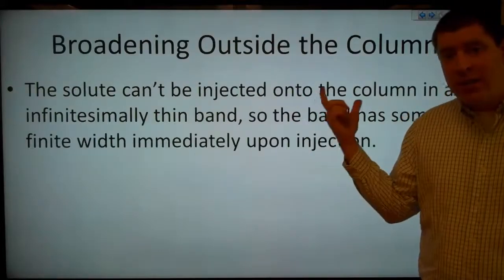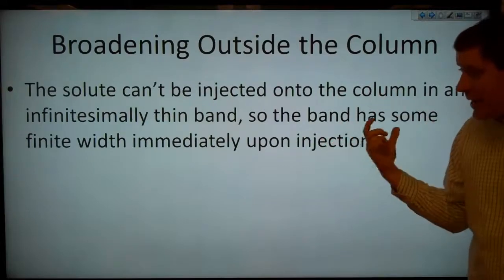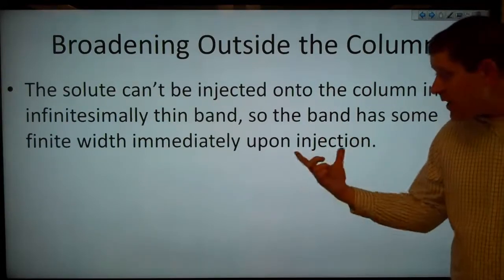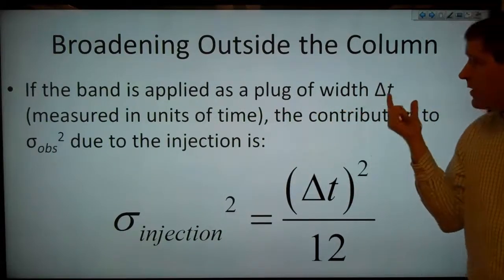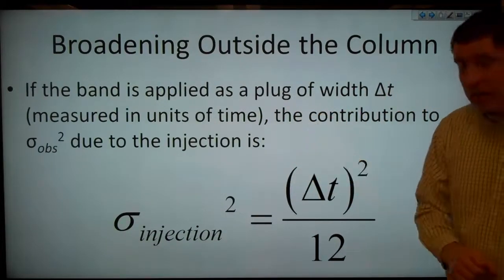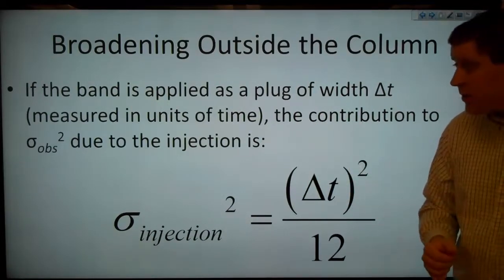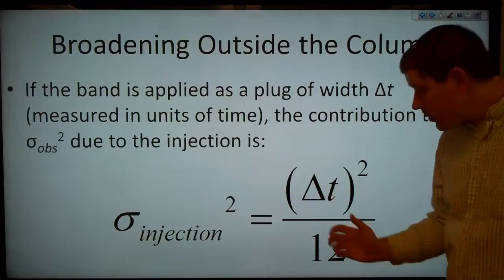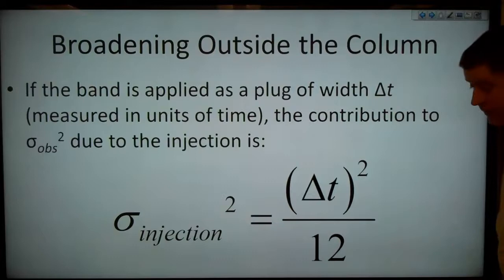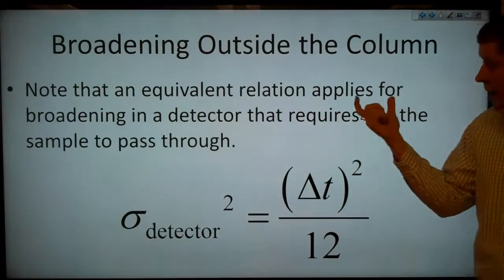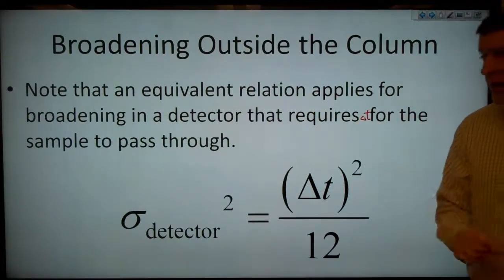Now the solute can't be injected onto the column in an infinitesimally thin band, and thus the band has some finite width immediately upon injection. If the band is applied as a plug of width delta t, measured in units of time, then the contribution to the observed variance due to the injection is equal to delta t squared divided by 12. Note that an equivalent relation applies for broadening in a detector that requires delta t for the sample to pass through.